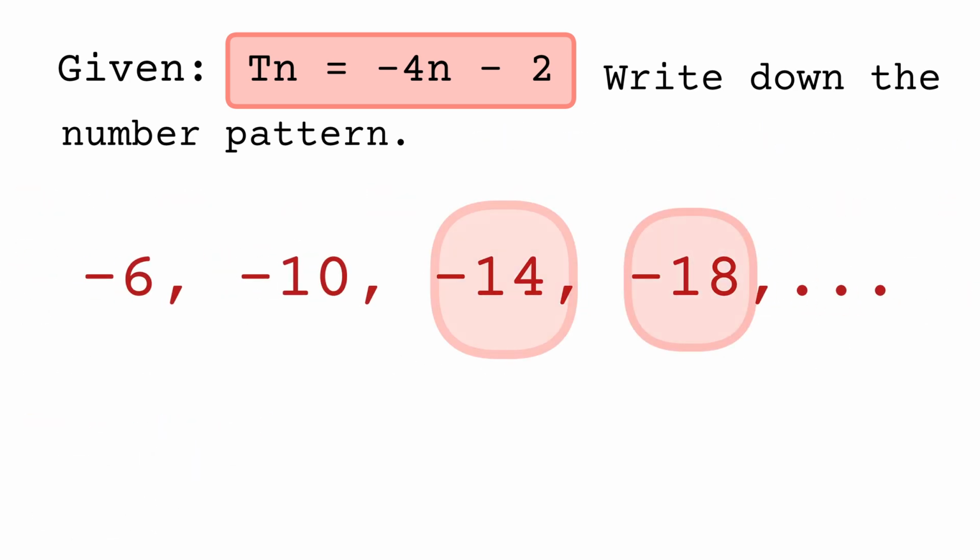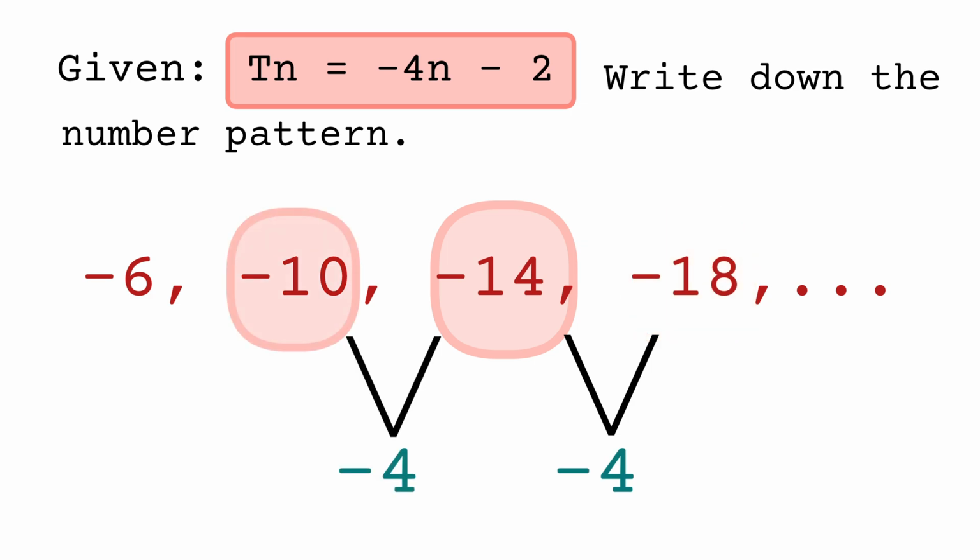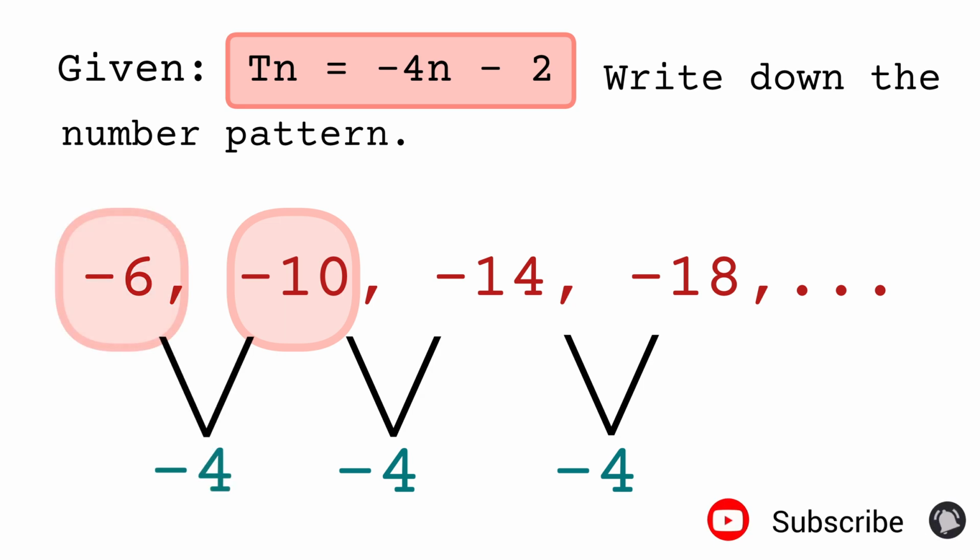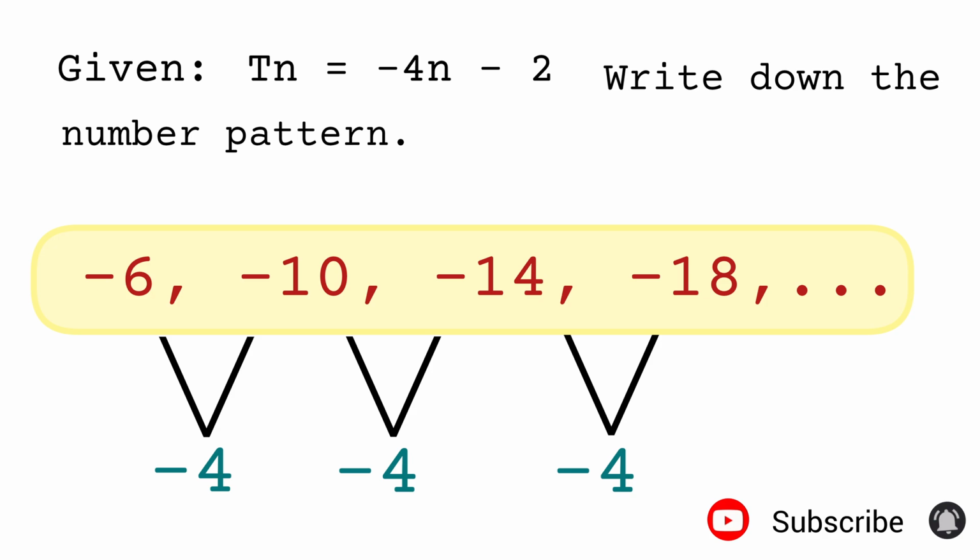Negative 18 minus negative 14 is negative 4. Negative 14 minus negative 10 is negative 4. And negative 10 minus negative 6 is negative 4. Therefore, this is a linear number pattern since the difference between these numbers is the same.